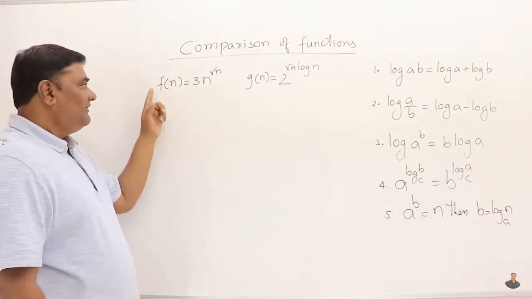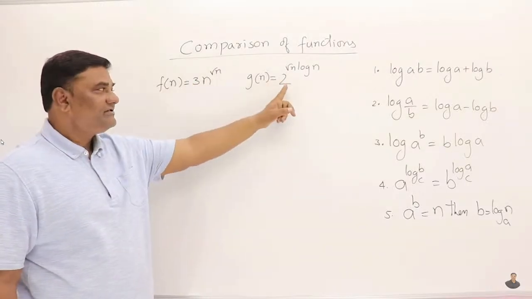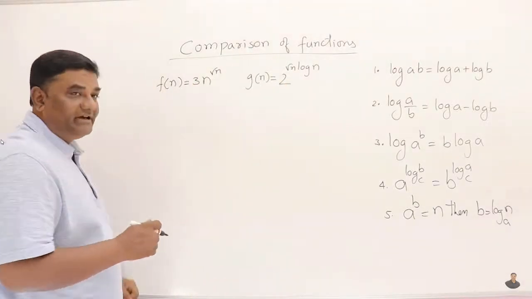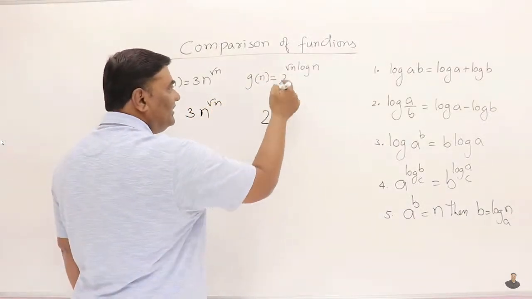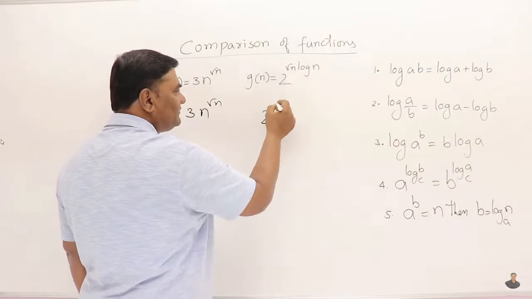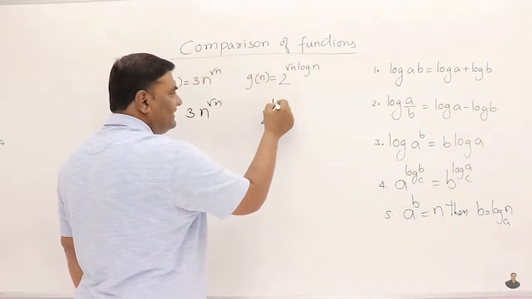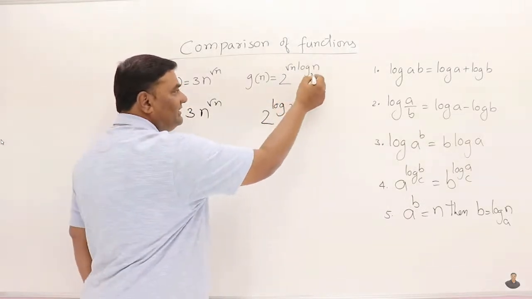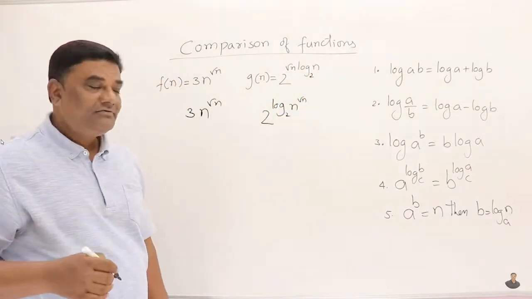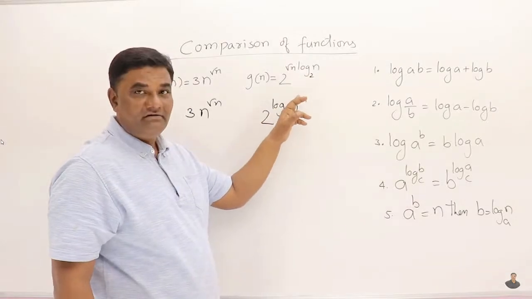Second example. f of n is 3 n power root n and g of n is 2 power root n log n. Let us compare. For comparing, I'll first write it as it is: 3 n power root n, and this is 2 power root n log n. If you apply the third formula, this can also be written as n power root n. And this is log base 2, by default it is always base 2. So it is 2 power log n power n, right, n power n.